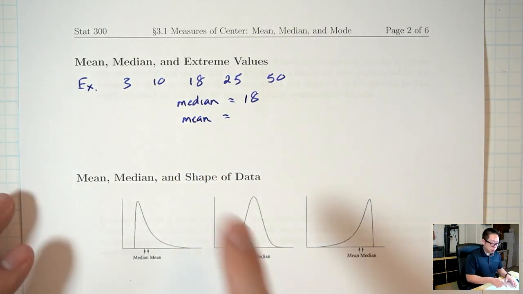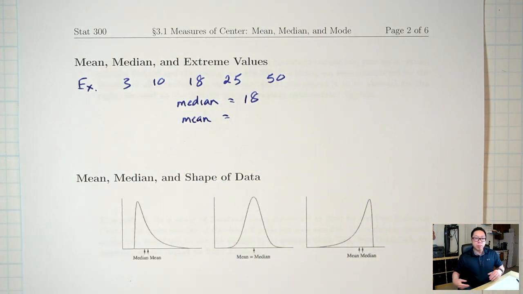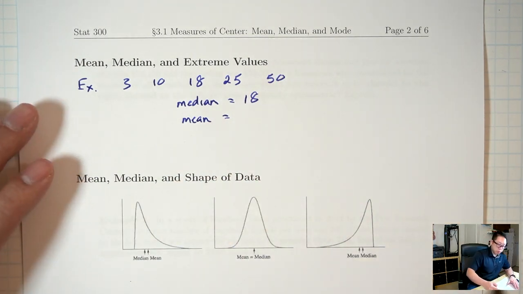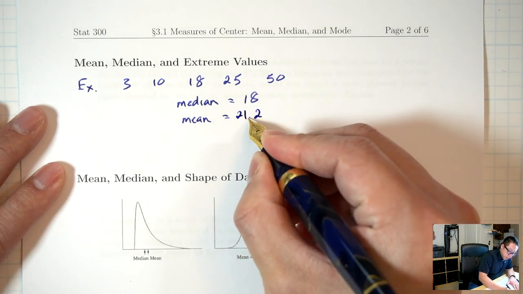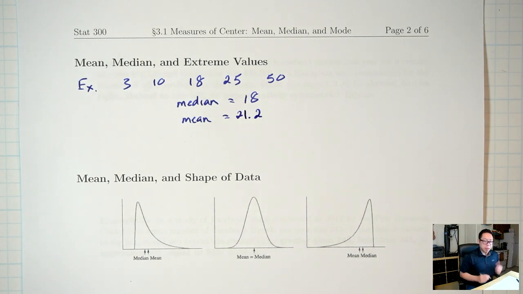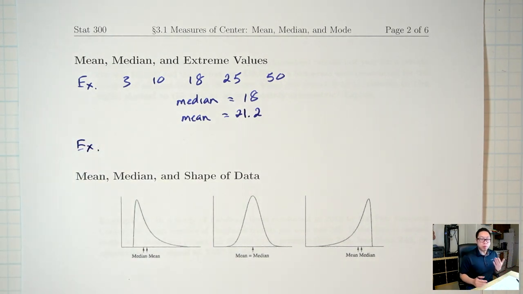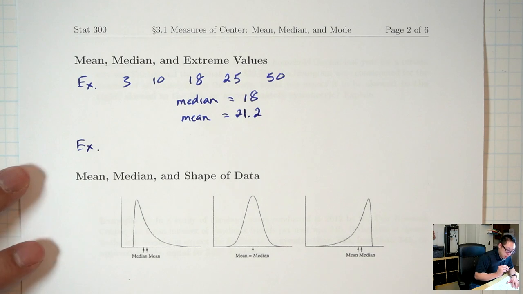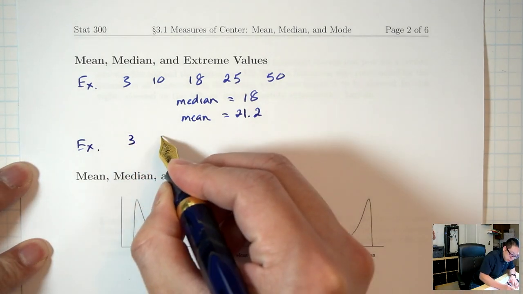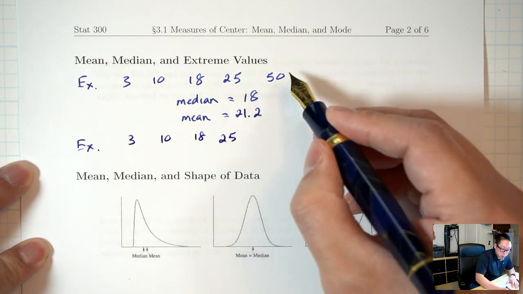The mean. To find the mean, I'm going to add this up and then divide by however many data values I have. So 3 plus 10 plus 18 plus 25 plus 50 is 106, and then 106 divided by 5 is 21.2. Okay, what I want to do now is replace one of these numbers by an extreme value. An extreme value is just a number that's way bigger or way smaller than the rest of your data. So I'm going to replace the 50 with an extreme value.